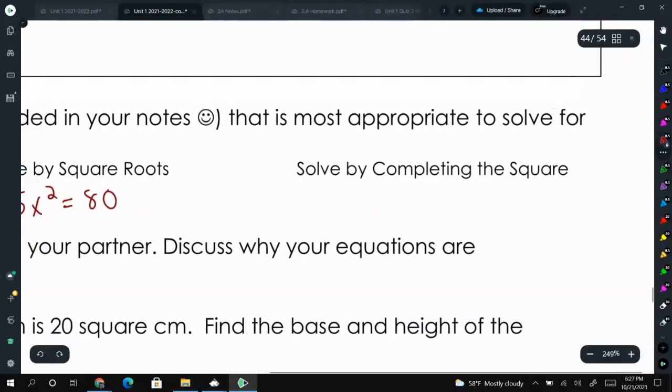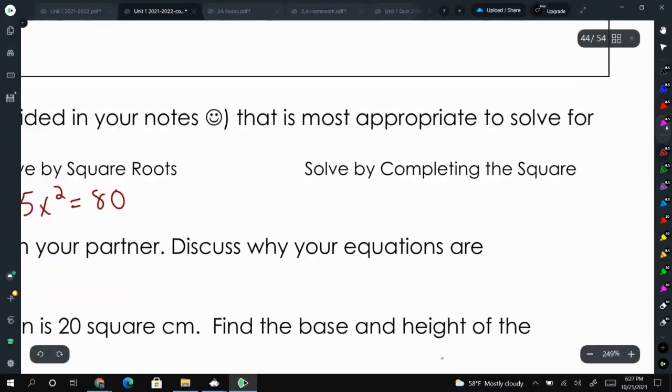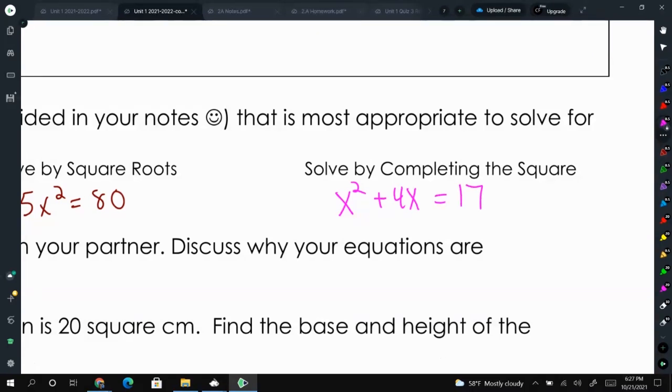And then finally, by completing the square, we want one that is not factorable, and our a value is 1 and our b value is even. So if we had maybe x squared plus 4x equals 17, that won't be factorable, and we can solve that by completing the square, and the other methods just won't work as efficiently.